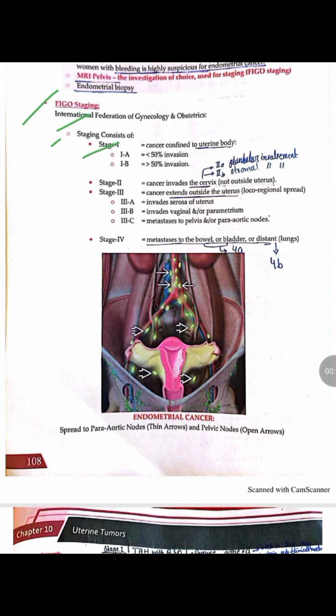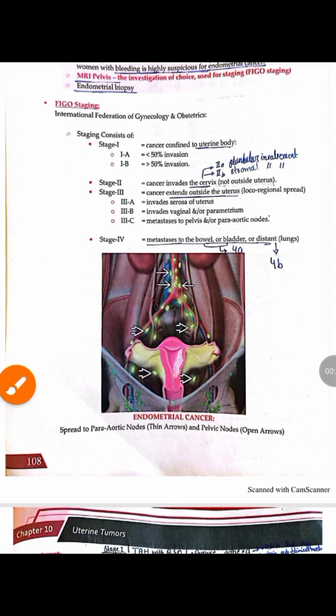First is stage 1. In stage 1, the cancer is confined to the uterine body. In stage 1A, less than 50% invasion occurs, but in stage 1B, there is more than 50% invasion of the uterine body. In stage 2, the cancer invades the cervix, but does not extend outside the uterus.